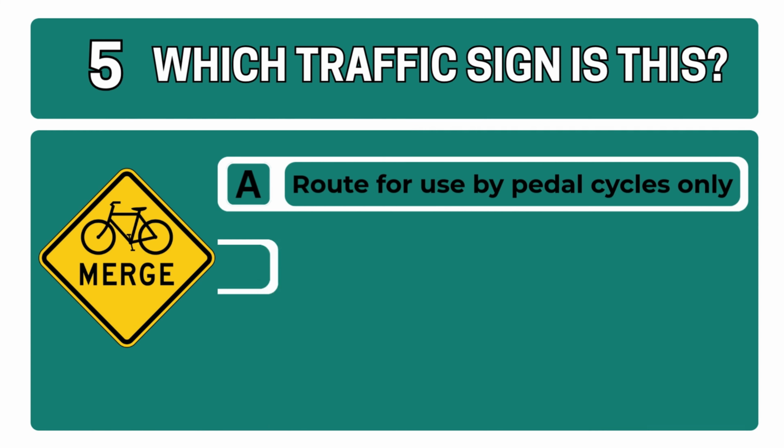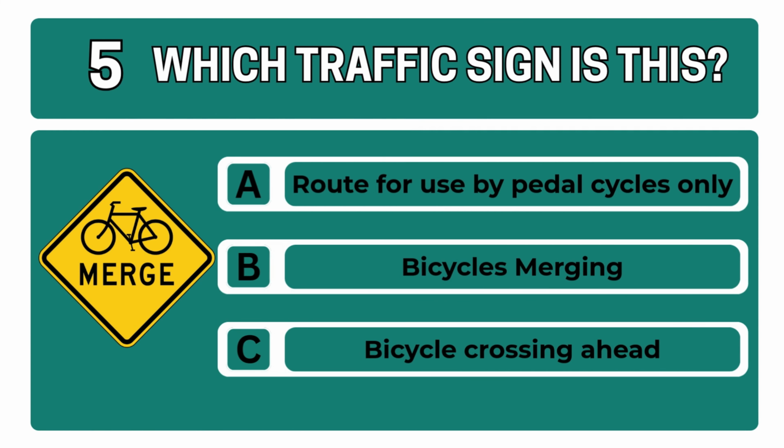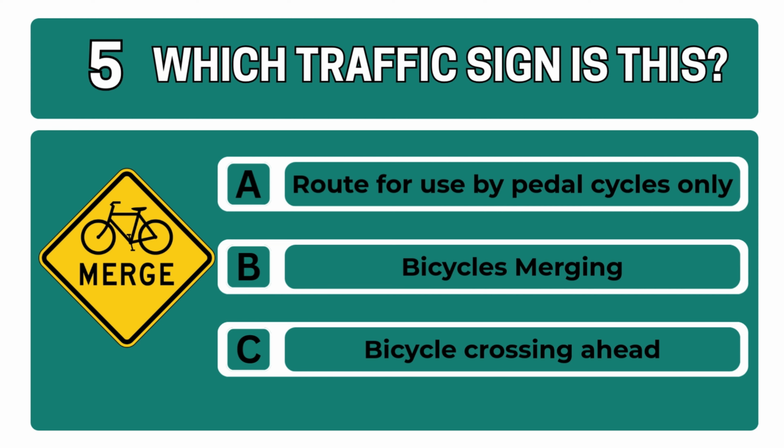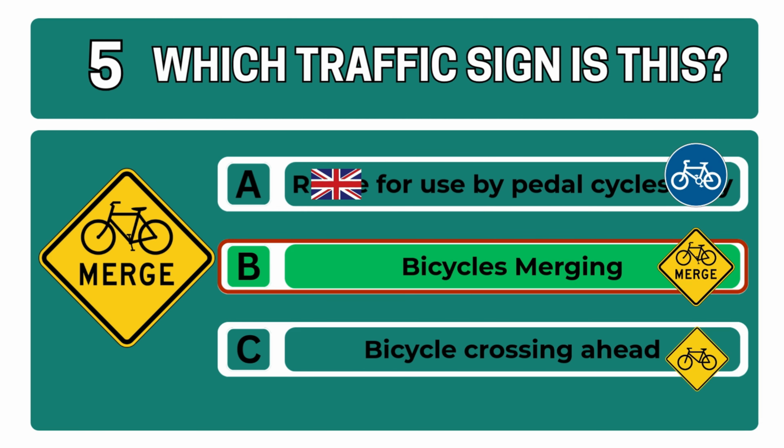Question 5. Which traffic sign is this? A. Route for use by pedal cycles only. B. Bicycles merging. C. Bicycle crossing ahead. The answer is B. Bicycles merging.